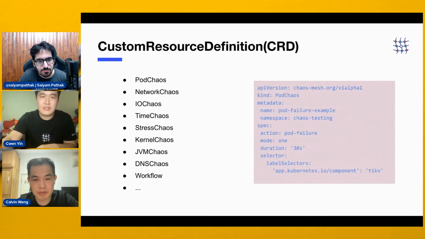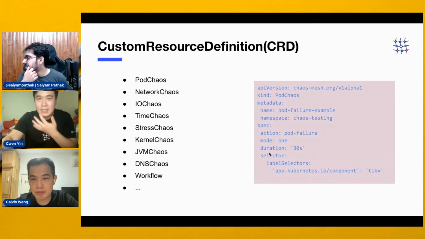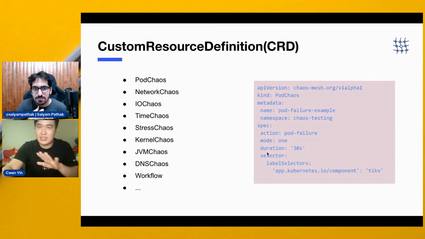Okay, Chaos Mesh defines multiple CRD types based on different fault types, such as pod chaos, network chaos, and so on, and also workflow. Here is an example of the pod chaos object, which is defined in a YAML file, and it's very simple. This chaos experiment simulates a random takeaway pod being unavailable for 30 seconds. Chaos Mesh uses different selectors to define the scope of the fault injection. Here, we use the label selector.